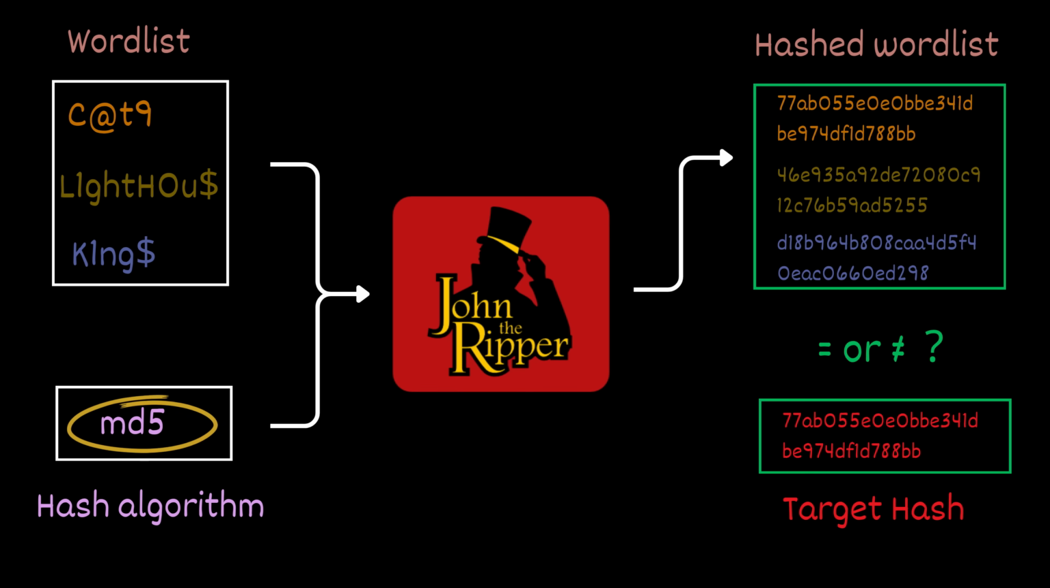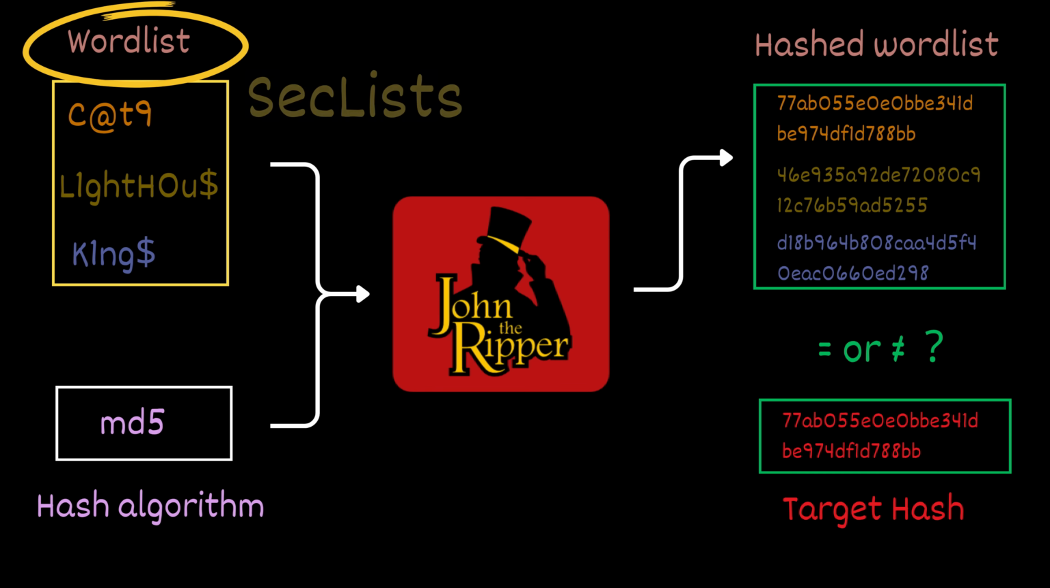Now that Kim knows the hash format is raw MD5, there's just one more thing he needs to run John the Ripper, a password word list. A popular resource for these is called SecLists, a massive collection of word lists for directory and file name discovery, passwords, usernames, or payloads gathered from penetration testing, default credentials, and leaked databases.